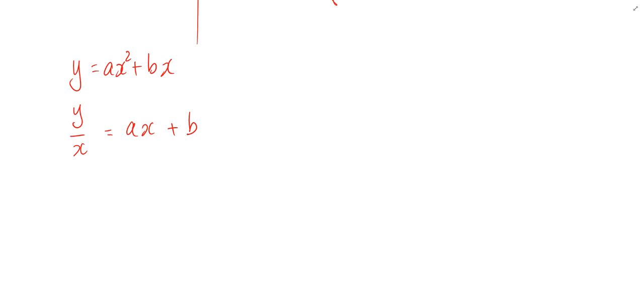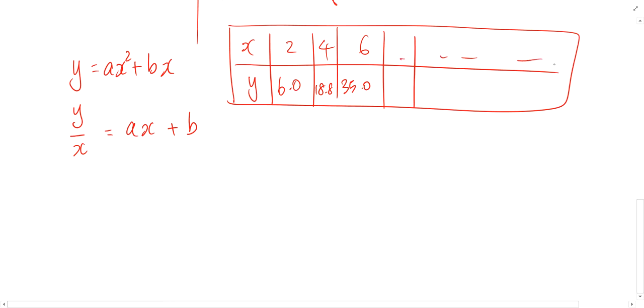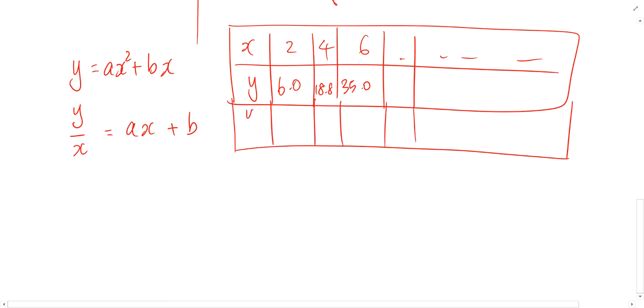X and y, okay? Now looking at this form, the table of values doesn't change, right? All our x and y are still the same. X and y, we had 2, 4, 6, and then this was 6.0, 18.8, 35.0, and so on and so forth. I am now going to come up with another row. This time it is called y over x. So you literally take the y value and divide by the x value.